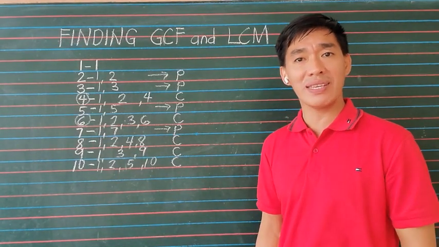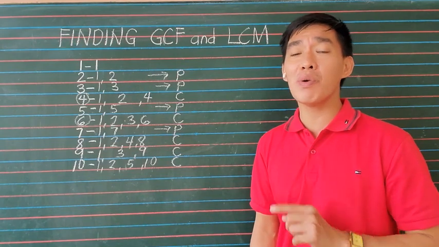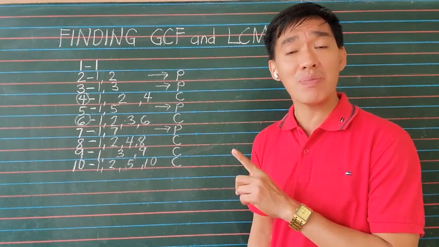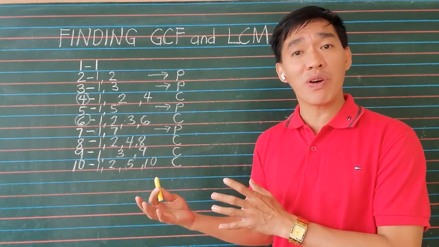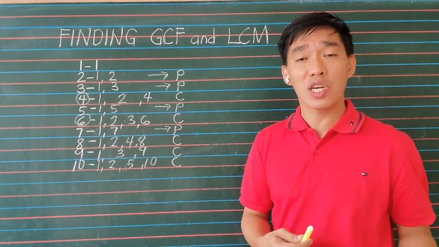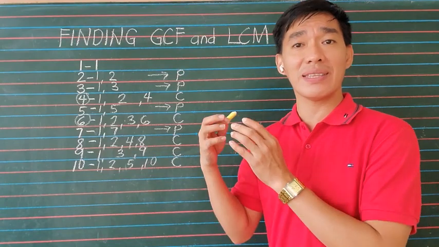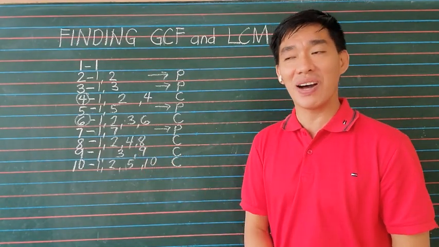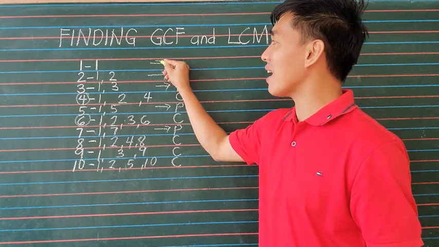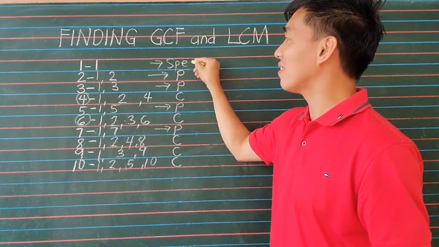How about number 1 this time? Of course, number 1 is neither prime nor composite because it doesn't have 2 factors or more than 2 factors. So we could not classify that number 1 as prime or composite. That's why number 1 is a special number.